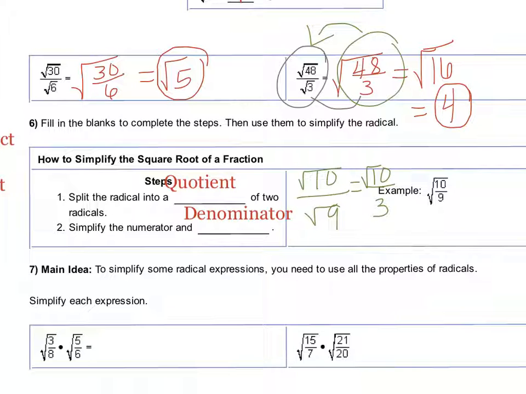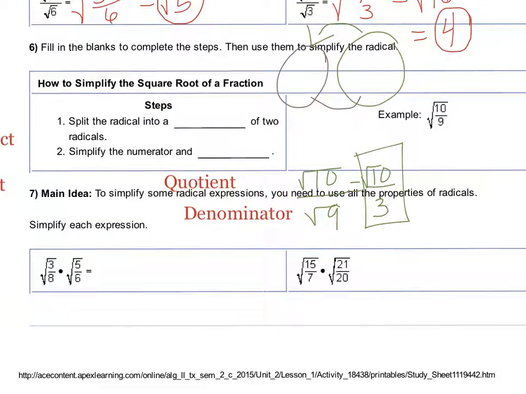Why is there a 3 there? I hope you know. Because the square root of 9 is 3. And that's your answer right there. Okay, so we're going to keep it going with the last one of our main ideas. It says to simplify some radical expressions, you need to use all of the properties of radicals. So that means we're going to have to simplify. We might have to find products, whatever it takes to simplify these.